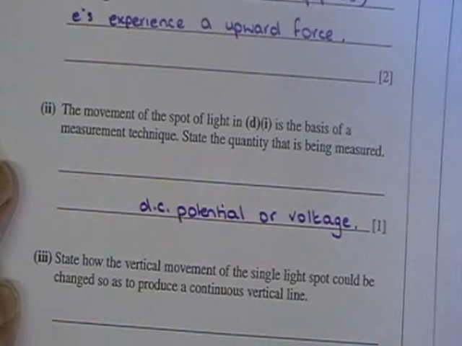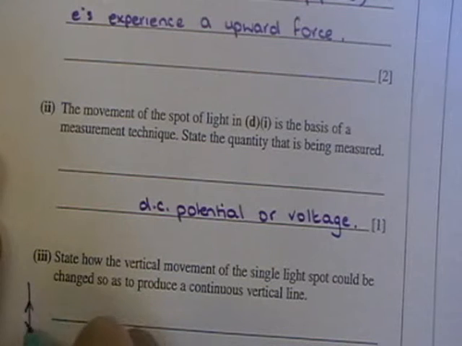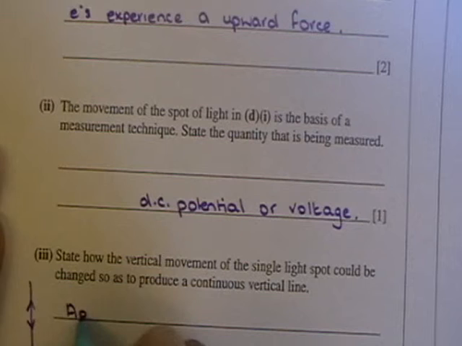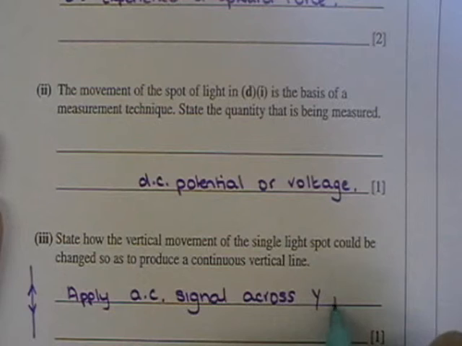State how the vertical movement of the single light spot could be changed so as to produce a continuous vertical line. In other words, a line that's going up and down like that. All you have to do is apply an alternating current or an AC signal across your Y plates. And that will produce a vertical line.